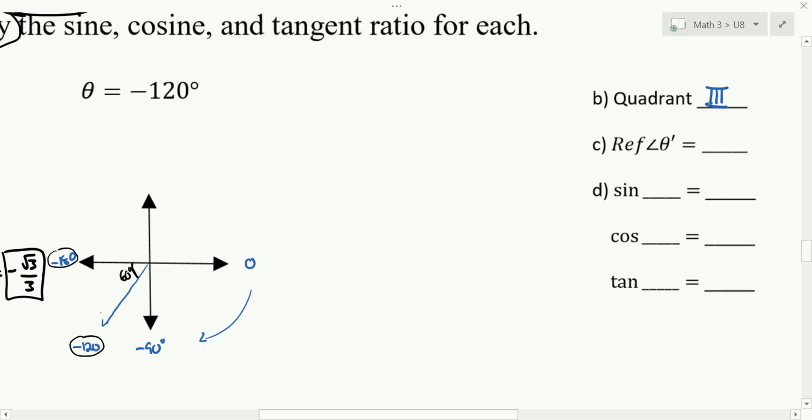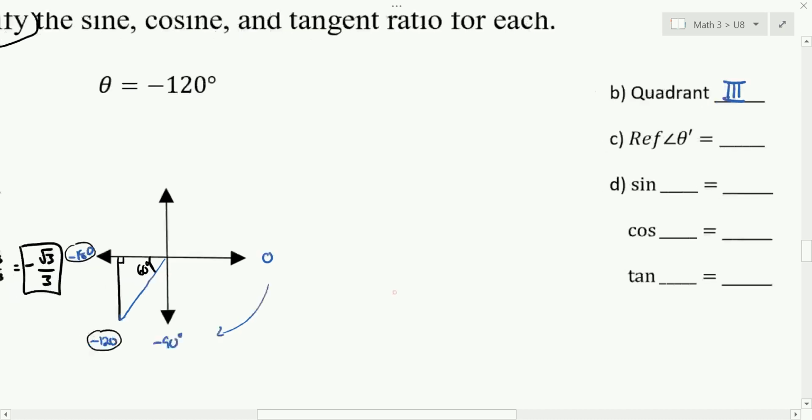And your hope is it's either going to be 30, 60, or 45 for us when we're finding the sine, cosine, tangent. And so we make a right triangle by connecting that terminal side to the x-axis always, and then fill out the side lengths, and respect the quadrant you're in.